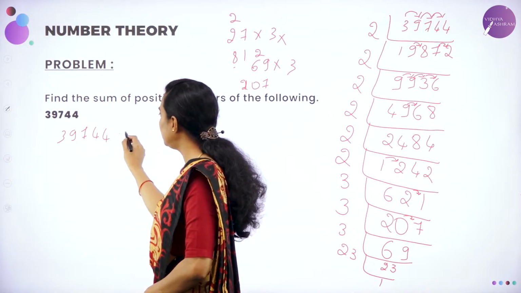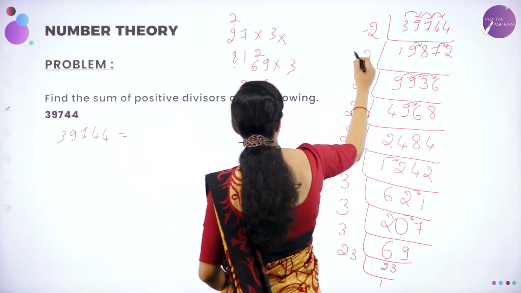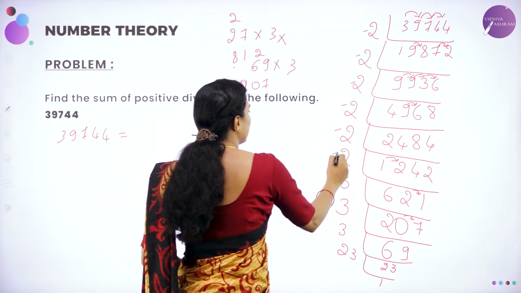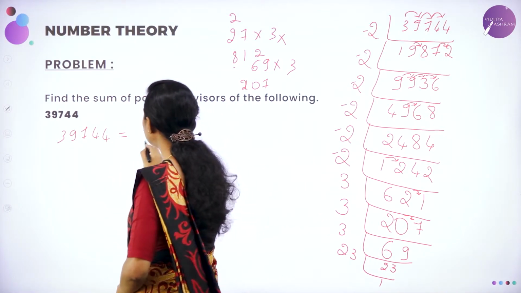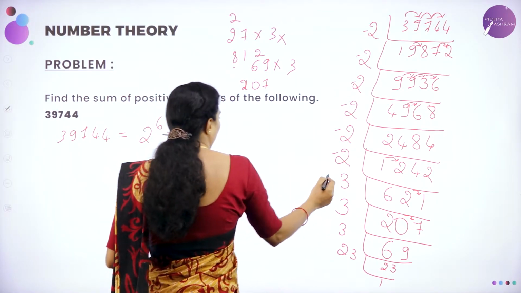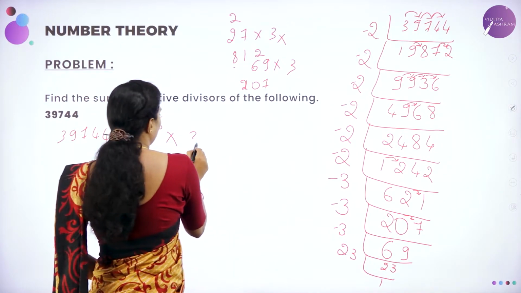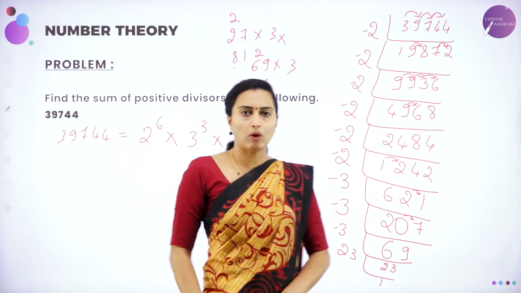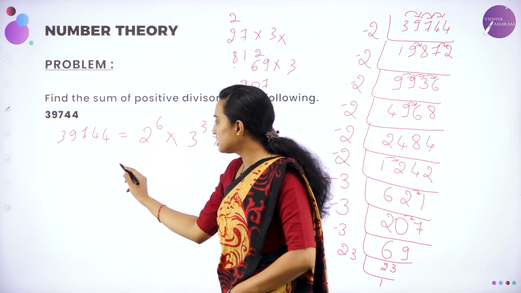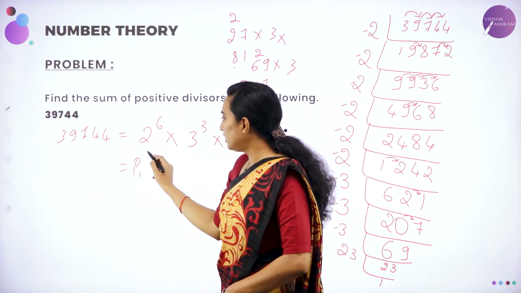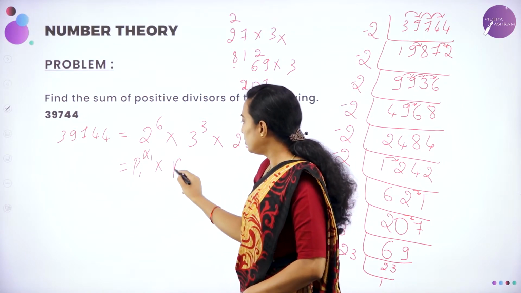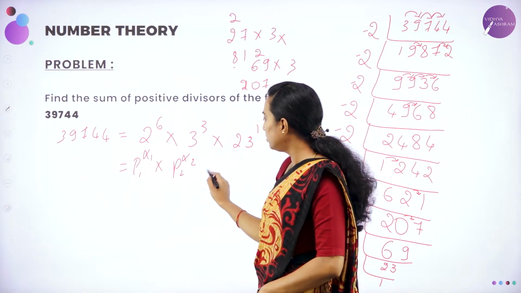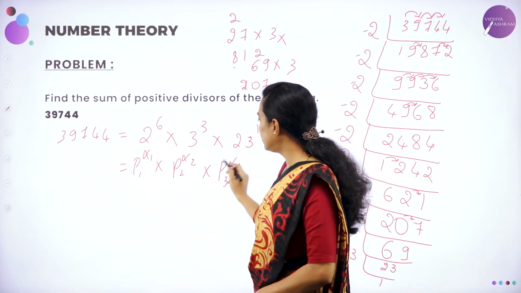3974 can be written as how many times? 1, 2, 3, 4, 5, 6. Correct? So you are going to have 2 power 6 into 3 power 3 into 23, whole to the power of only one time it is repeated. Now, which is nothing but in the form of P1 to the power of alpha 1 into P2 to the power of alpha 2, P3 to the power of alpha 3.